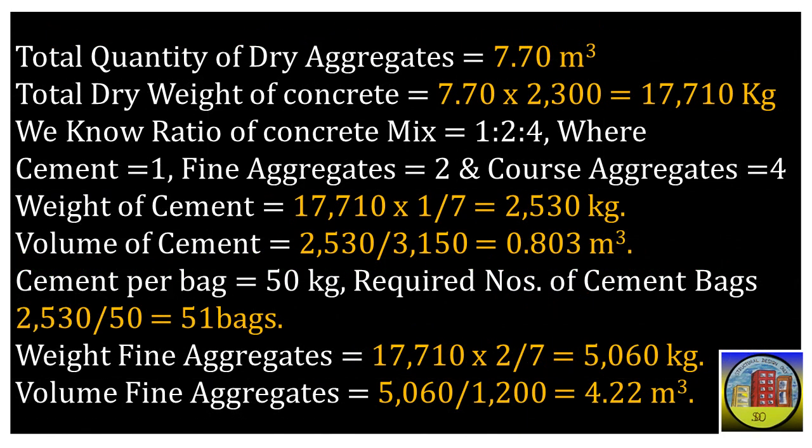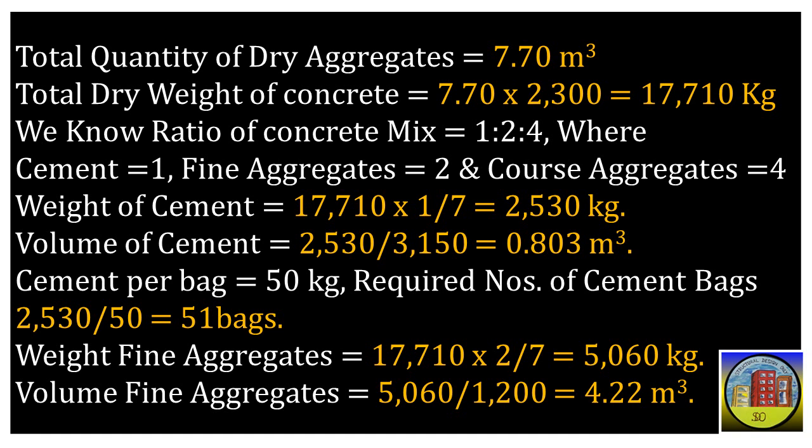Total quantity of dry aggregates equals 7.7 meter cube. Total dry weight of concrete equals 7.7 into 2,300 equals 17,710 kilograms. We know ratio of concrete mix equals 1:2:4, where cement equals 1, fine aggregates equals 2 and coarse aggregates equals 4. Weight of cement equals 17,710 into 1/7 equals 2,530 kilograms.